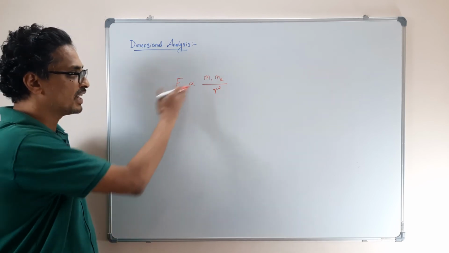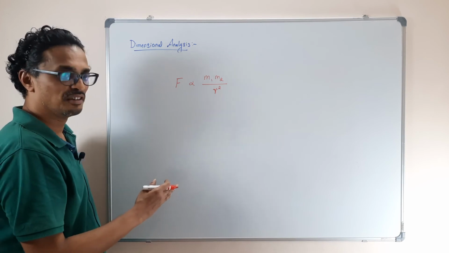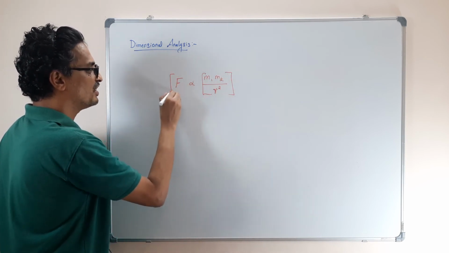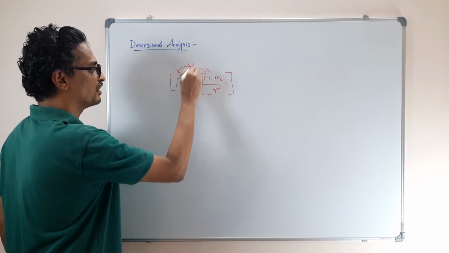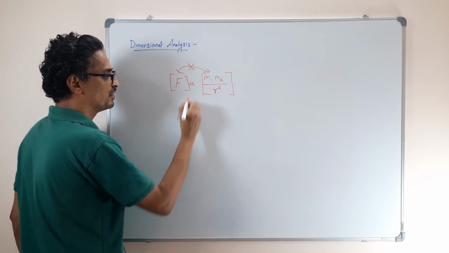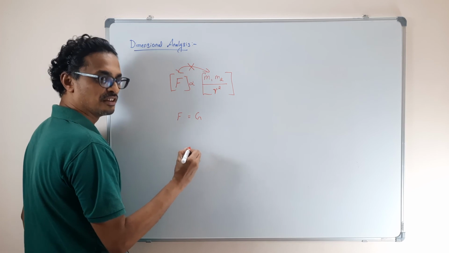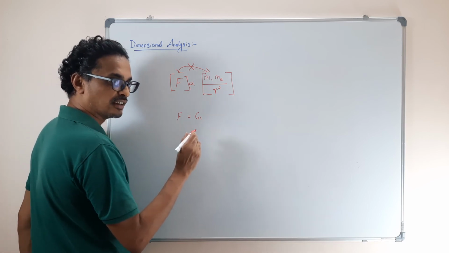No, if you check the dimensions, the right-hand side and left-hand side dimensions will not be equal. The reason is that this proportionality is removed by a gravitational constant, G. You remember, I think this is in 9th standard, am I right? You got it in 9th standard, right?